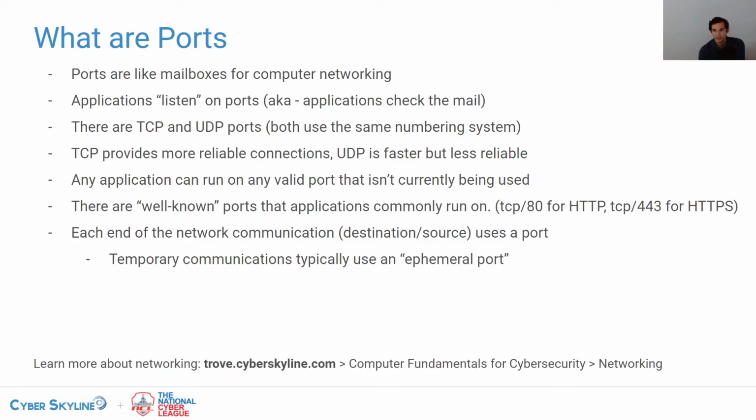TCP provides much more reliable connections and is used for the majority of internet traffic, but UDP is still very commonly used. It's much faster but less reliable. You will see TCP for any HTTP traffic, any HTTPS traffic that you encounter. UDP, I think the most common use case is DNS traffic. It really depends on the application and the different protocols that are being used. Some protocols could use both TCP and UDP.